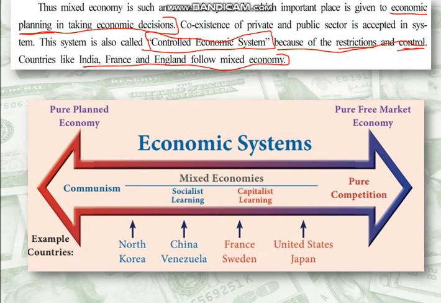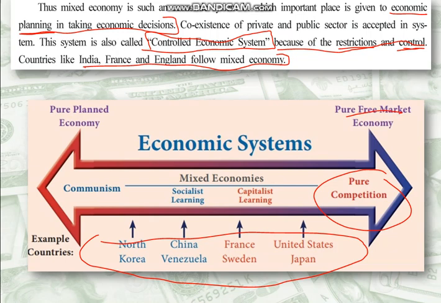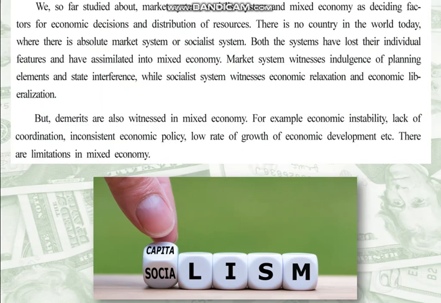Now you can see this particular chart, and here there are countries which have followed the systems. Here is the communist system, which we saw. Here there is pure competition, or you can say free market or the capitalist system. And the mixture of both here is the mixed economy system. We have so far studied, and with this we conclude the last part. We studied market system, socialist system, and mixed economy. We studied these three systems as deciding factors for economic decisions and distribution of resources.